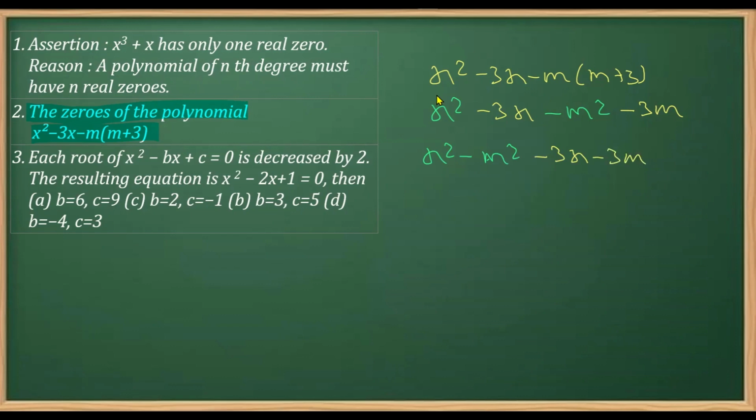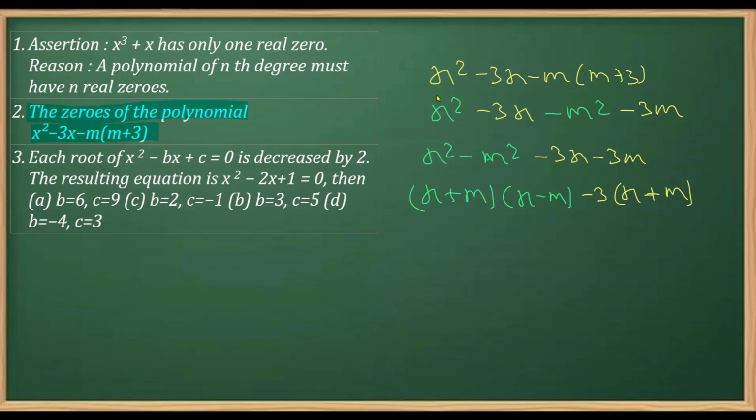Check from the first, applying the identity a plus b into a minus b. So it's going to be x plus m multiplied by x minus m. And for the other two terms, I can see 3 is common, so I'll be taking 3 as common. So it's x minus, since I've taken minus 3 common, it's going to be x plus m.